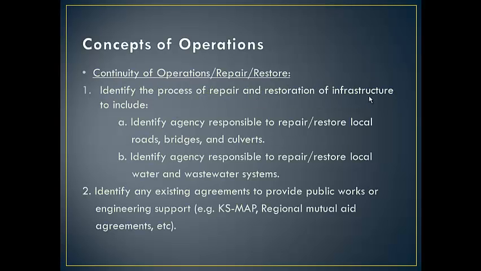And continuity of operations, repair and restore. Identify the process of repair and restoration of infrastructures to include A and B, the roads and bridges and culverts, and the water and the wastewater systems. Just list the agencies who are responsible for it, who they will partner with to repair it, and then touch on 2, identify any existing agreements to provide public works or engineering support.